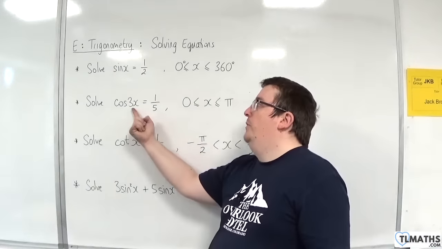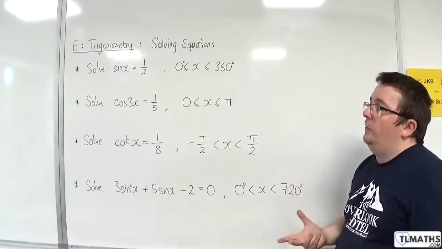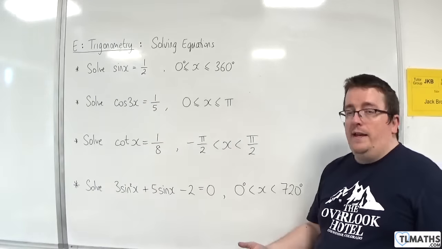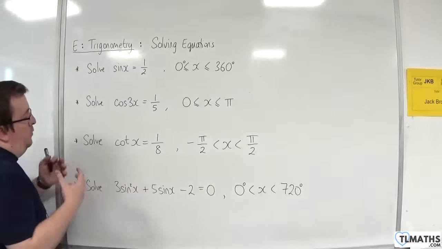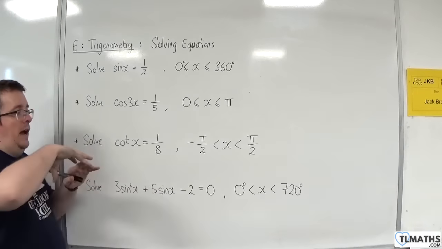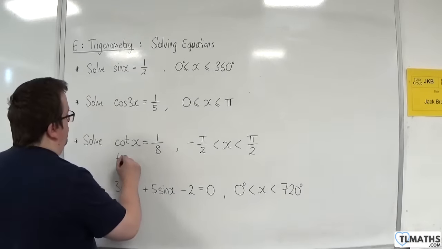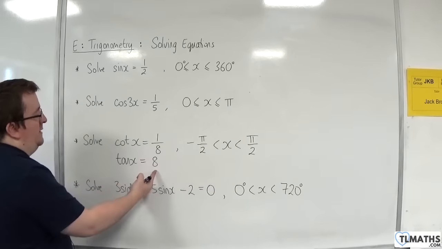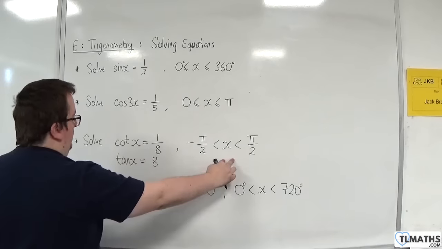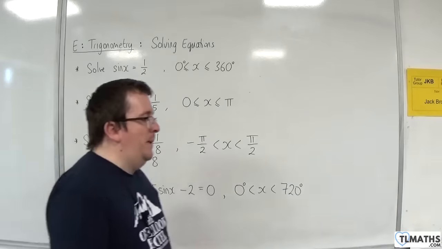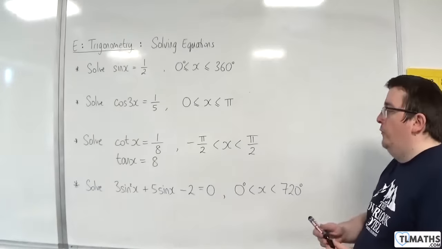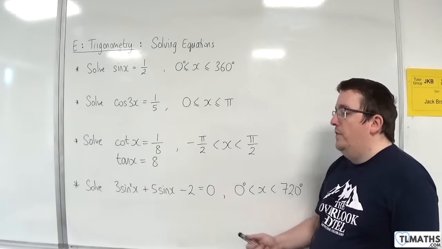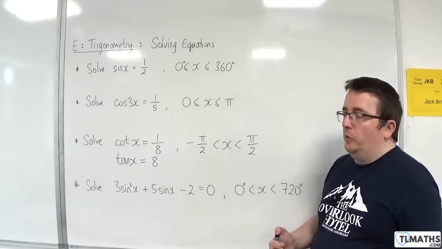So with this one, you've got to deal with the fact that you've got cosine of 3x rather than cosine x. So you've got to change the period of the function. Then when you get to cot x is 1/8, it's easiest to, rather than think about cot x, use the reciprocal of both sides and then rewrite it as tan x is equal to 8. So 1 over cot x is tan, 1 over 1/8 is 8. And then solve that equation instead between those two bounds. A question could also come up as a hidden quadratic. So don't forget that you can use your quadratic solver on your calculator to help you factorize or find the values of sine x and then to solve the resulting equations.